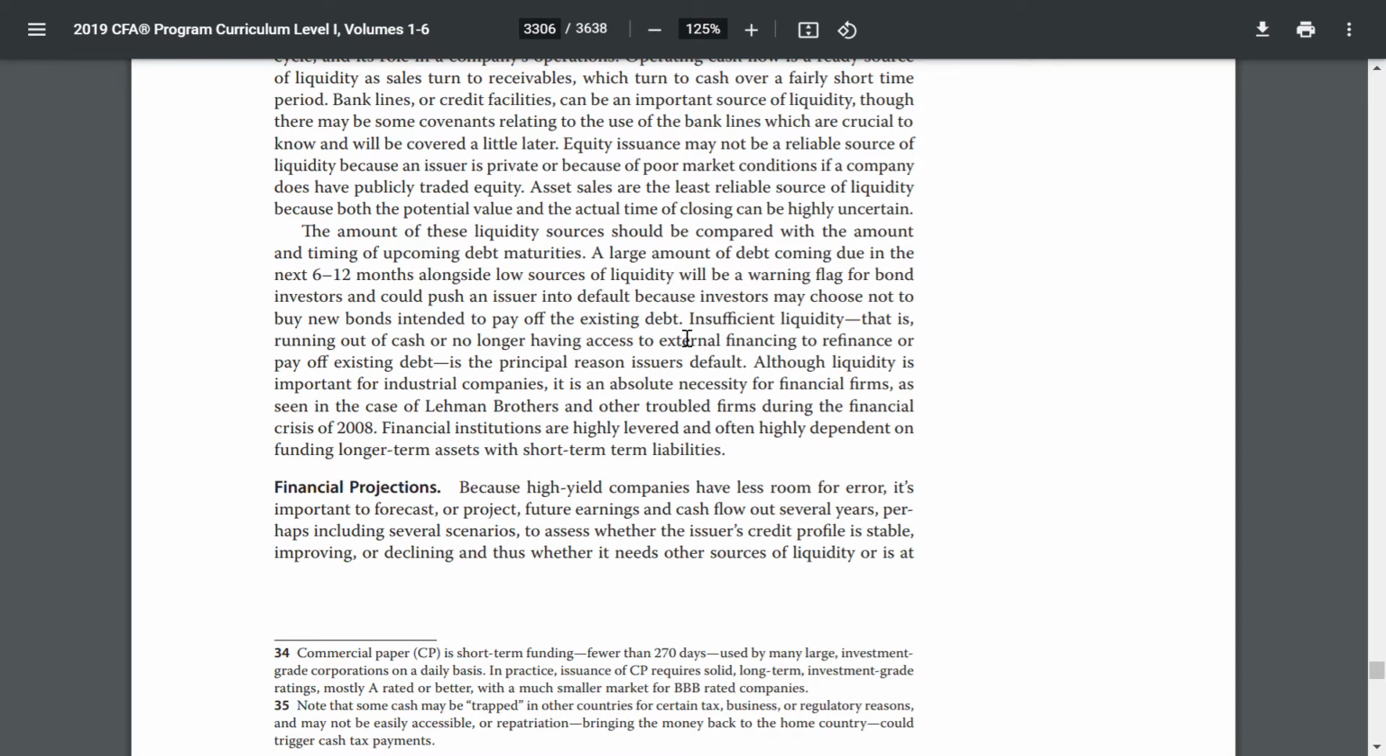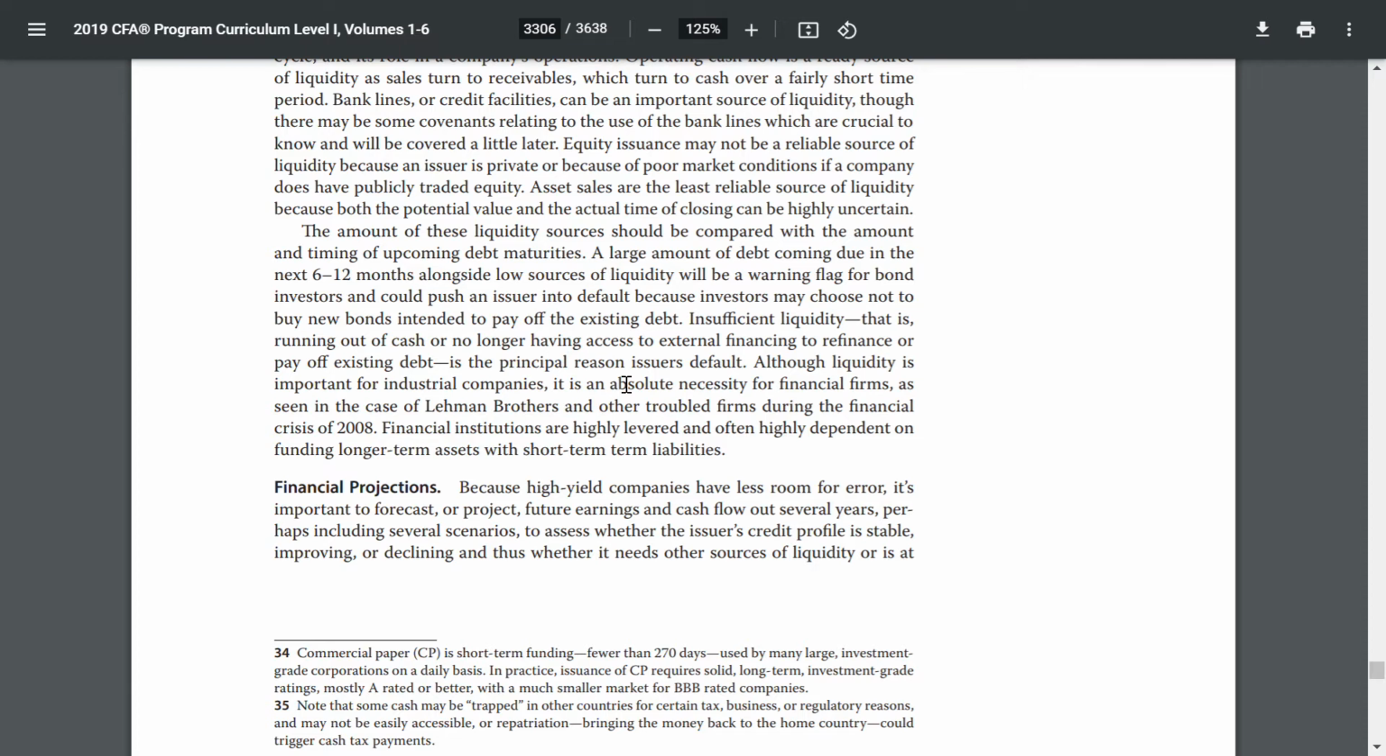and can push the issuers into default because investors may choose not to buy new bonds intended to pay off the existing debt. Insufficient liquidity, that is running out of cash and no longer having access to external financing or refinancing to pay off existing debt, is the principal reason for issuers' default.